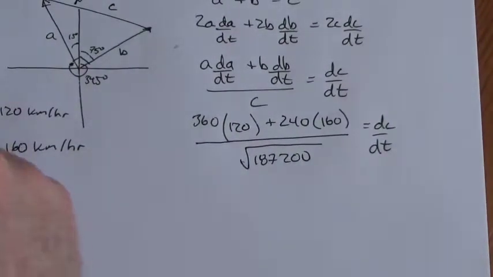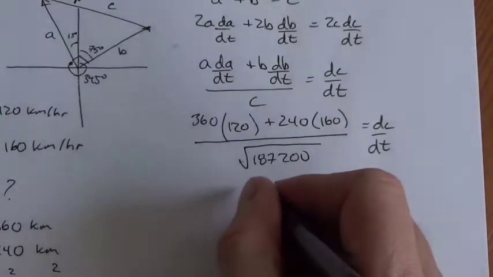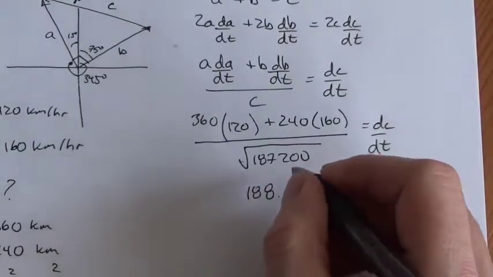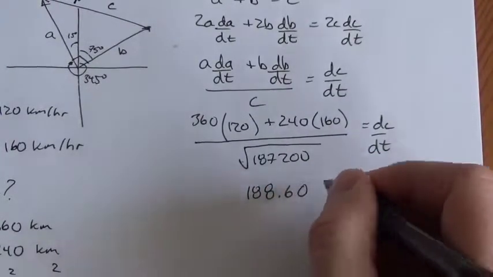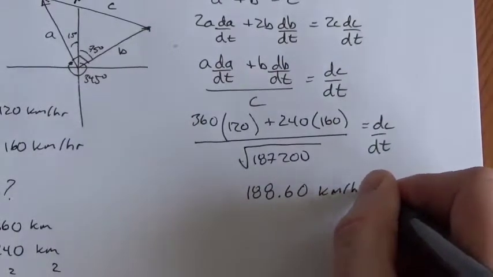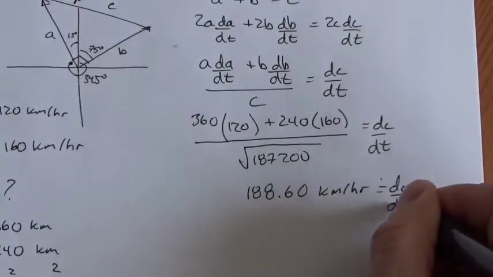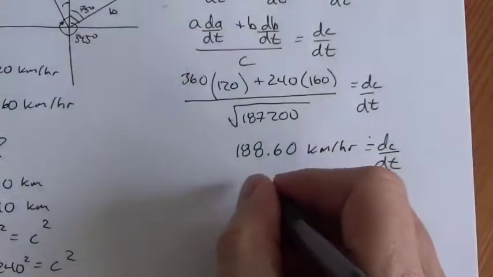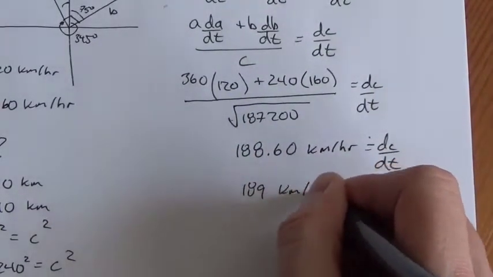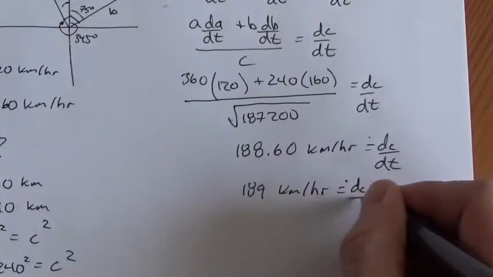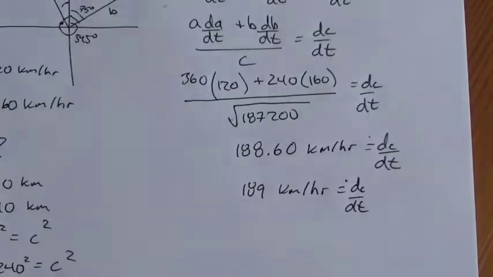So now, this is all just going to be calculator work. So just go to my calculator over on the side here. 360 times 120 plus 240 times 160. Now I know you can't see this, but I'm really not doing anything all that interesting. Divide by the square root of 187,200. And we get 188.60 kilometers per hour, which is approximately equal to dc by dt. And so we probably simply just state that it was like 189 kilometers per hour. Probably just round that to the nearest whole. And there you go.